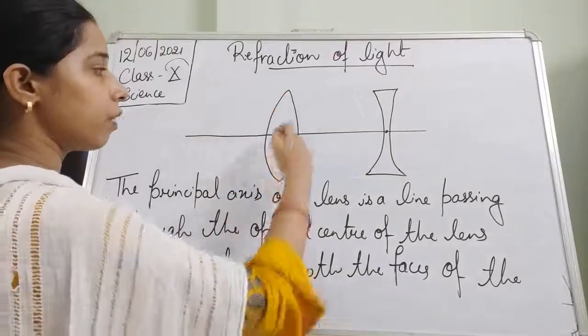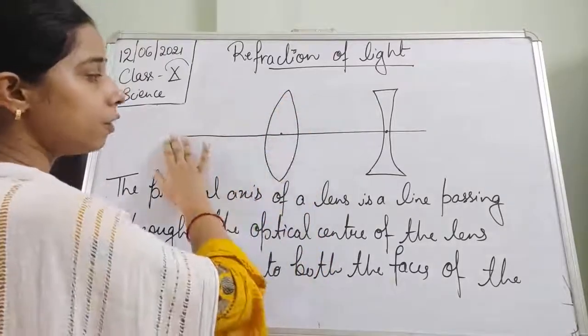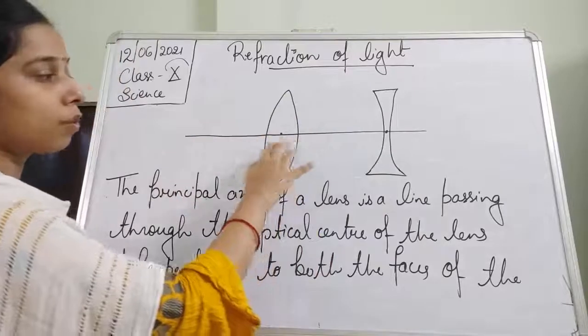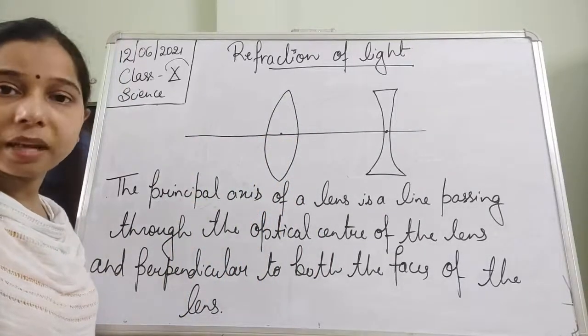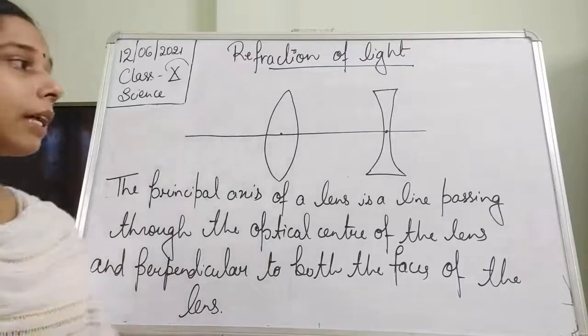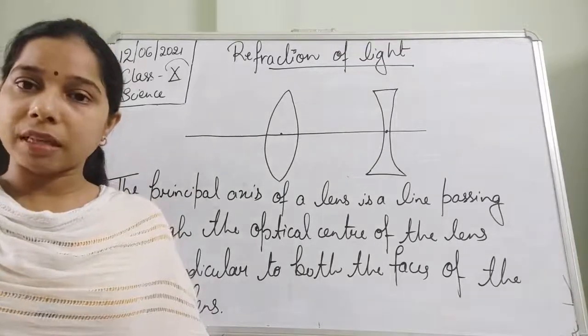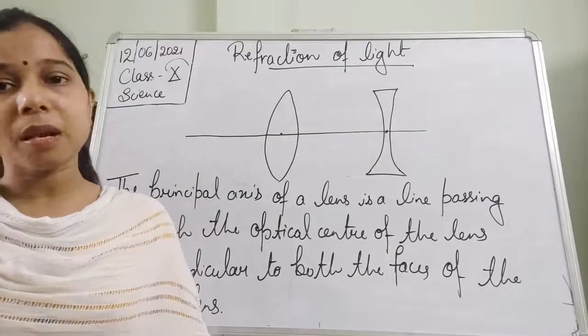Means this is the first face, this is the second face. So if a line is perpendicular and moves through both the faces of the lens, that is called the principal axis. In simple terms, we can say that a line which passes through the center of the lens is called a principal axis.